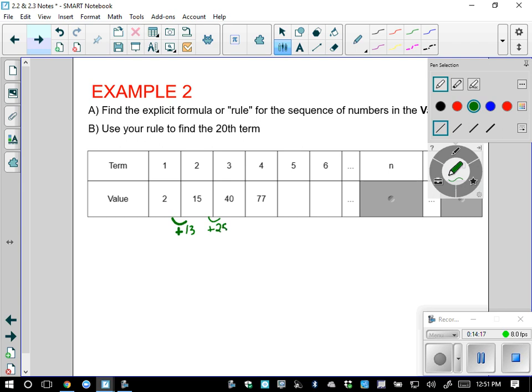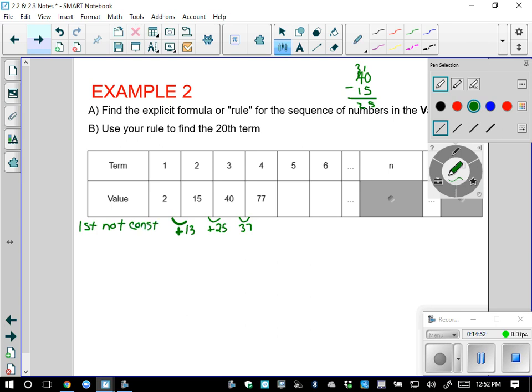25, and then from here to here, if I do 77, take away 40, I go up by 37. So if you don't know where I'm getting those numbers, 40, take away 15. If I borrow here, that's where the 25 came from. So my first difference is not constant.